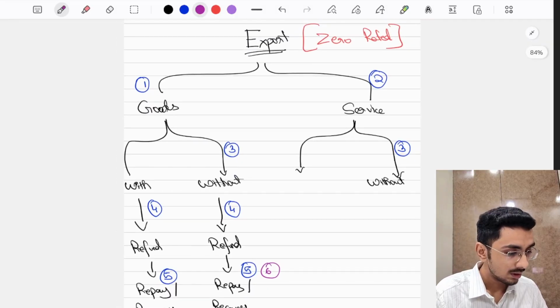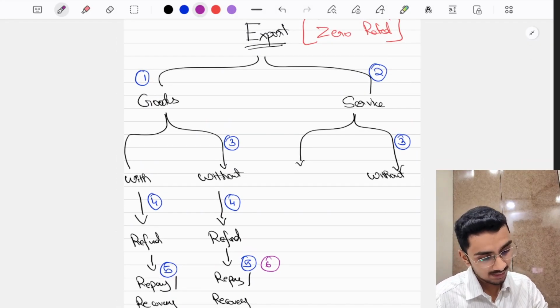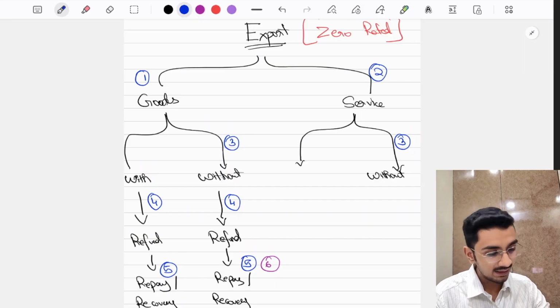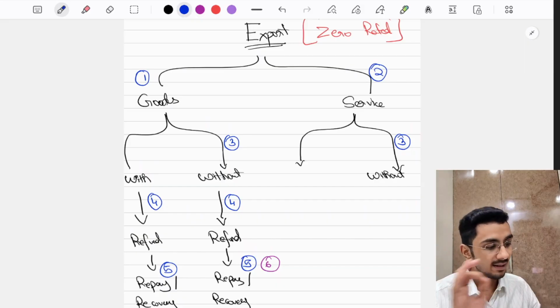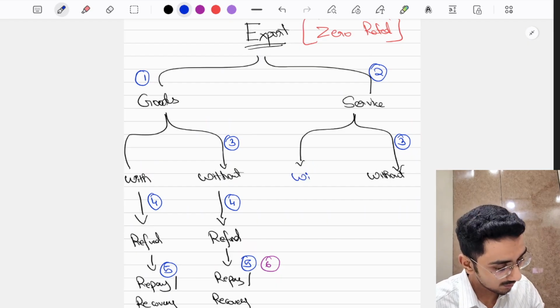So regarding the goods, this is the end. Regarding the service, you don't have to worry much about it.